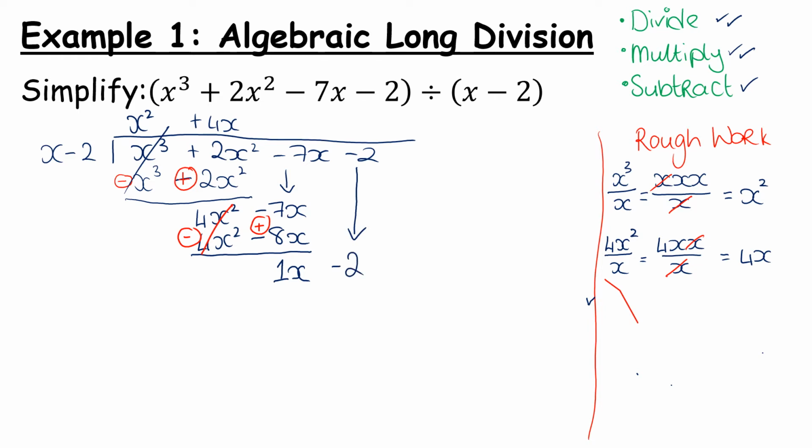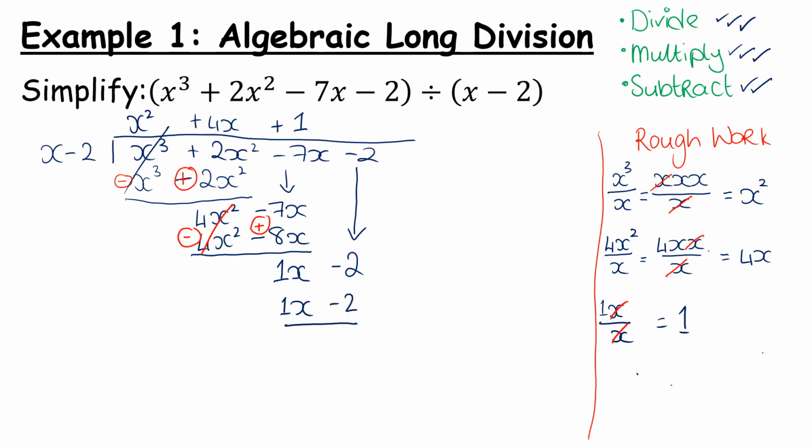So our final step, apologies, let's tick off the subtract. So our final round, we're going to be doing our divide first. We have a 1x divided by x, and that gives me 1, and it's going to be a positive 1. So now we do our multiply. So we're left with 1x minus 2.